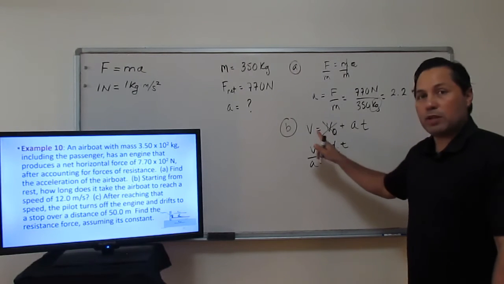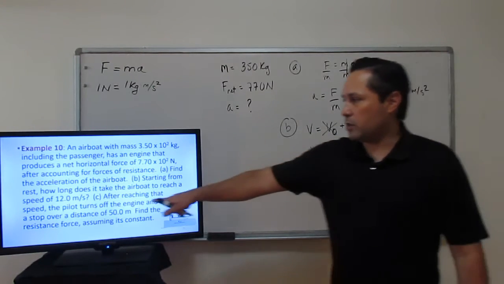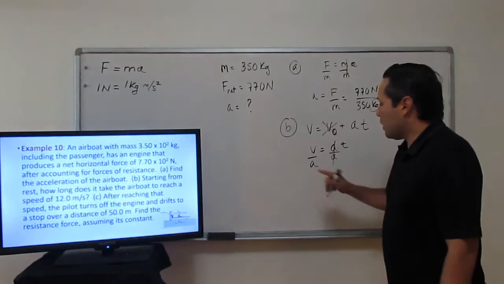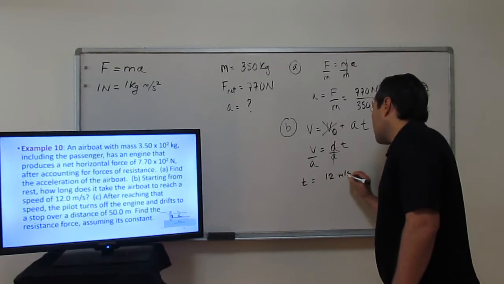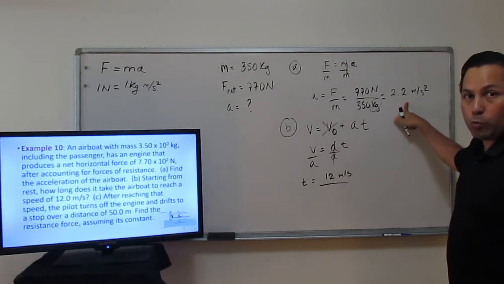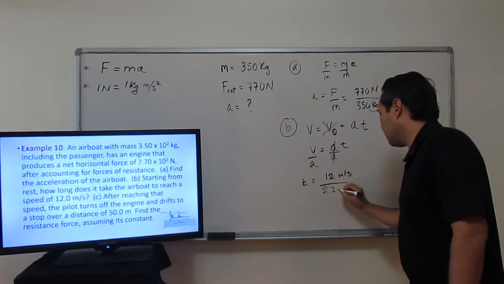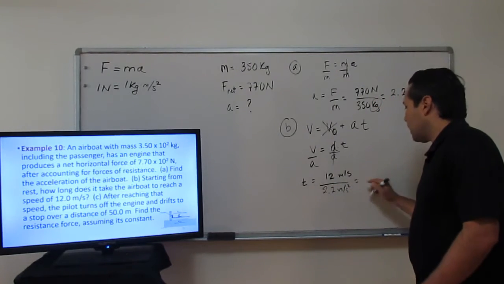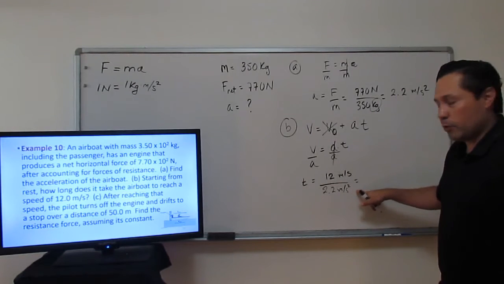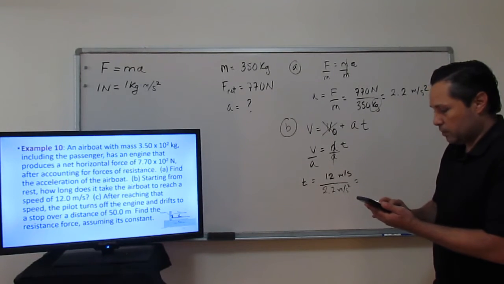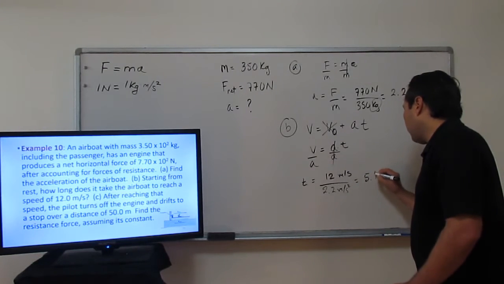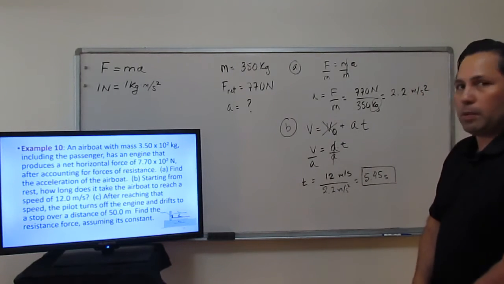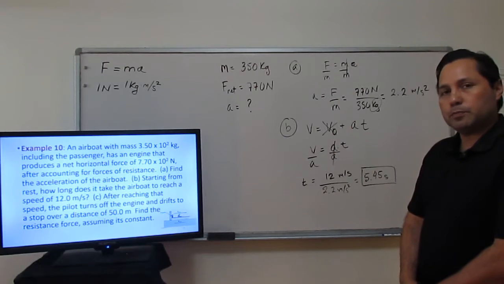And so time is really the velocity, and they wanted a velocity of 12 meters per second, divided by the acceleration. So time is equal to 12 meters per second, divided by our acceleration, which you have here of 2.2 meters per second squared. Everything's going to cancel out except for one of the seconds. That's going to be our unit. So it gives us 5.45 seconds. That's our answer for part B of example 10.